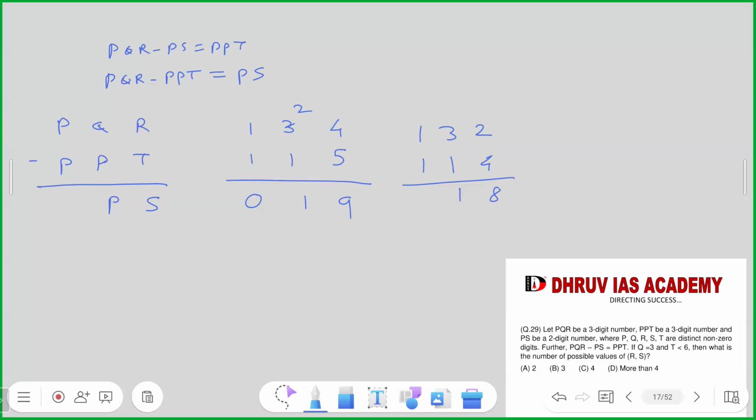Then another combination can be like this: 1, 3, 2, 1, 1, 5, 17. Okay, so this is like this. So where now can you have 2 and 2 here? See, P cannot be 2 here because 3 minus 2 will give us 1. So it should be 3 and 1 only, and carry 1.